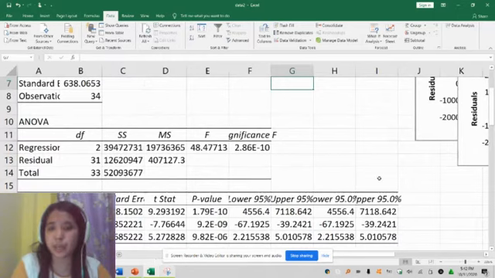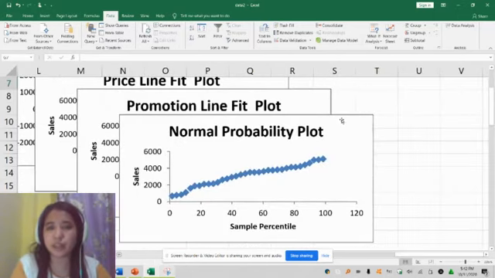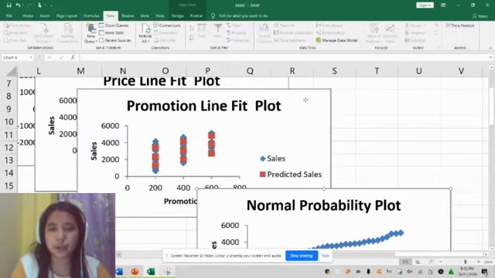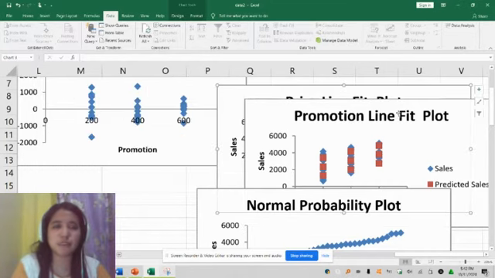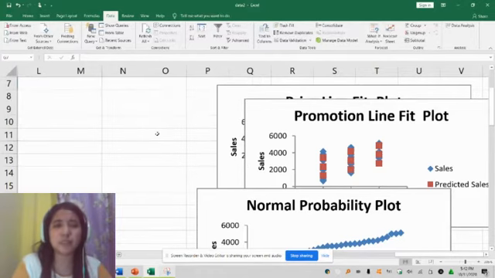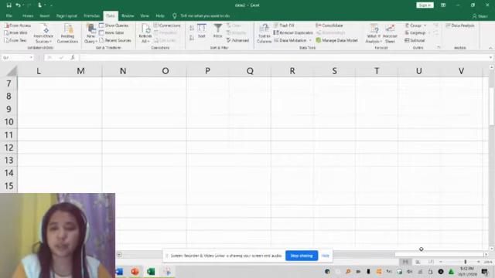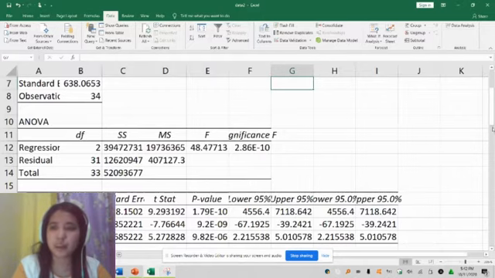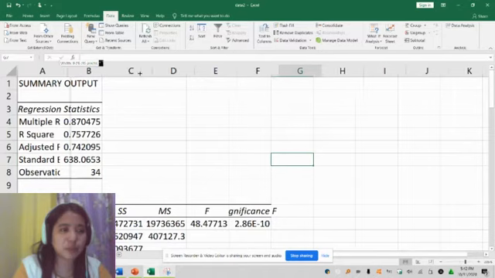Just like with our simple linear regression, however, it is very difficult to look at the values here because they overlap, like the price line fit plot and promotion line fit plot, because we actually have two or more variables. That's why it is not applicable to still check the line when we are dealing with multiple linear regression. And then let's go back to our data.